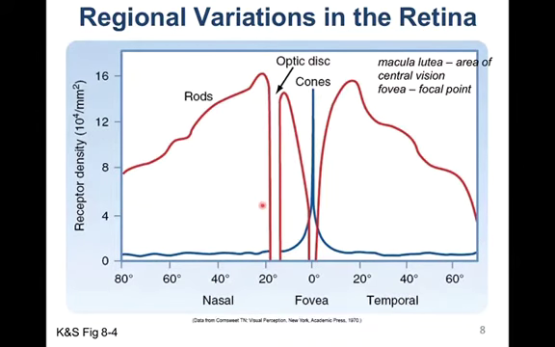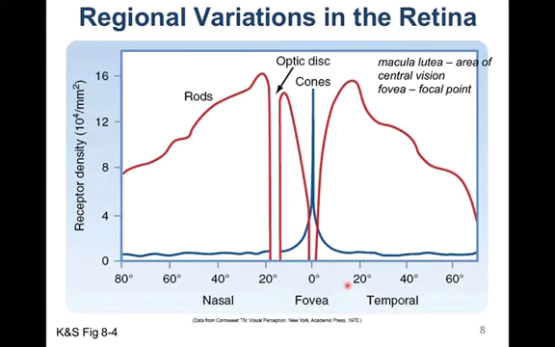Okay, so on this diagram, we're just looking at the abundance of rods and cones along different regions of the retina as we move away from the fovea or towards the fovea, which is the point of focus. Right? So the fovea is the region of the retina where light is focused. The region of the retina where light is focused is responsible for sharp, high acuity color vision.